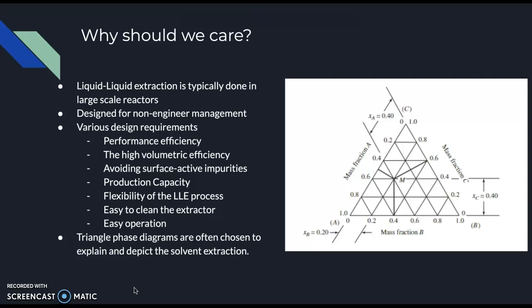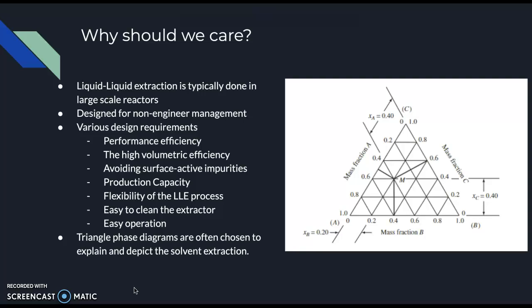Some surface active impurities can reduce the efficiency of your machine up to 60%. And then your production capacity. Do you need a lot of small extractions, or do you need a really big single-unit extraction? For flexibility, again, this is so non-engineers can interact with and manage the extractor. In other words, can we design it to be accessible?